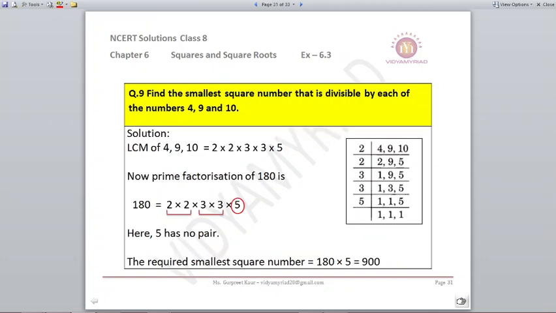Find the smallest square number which is divisible by each of the numbers 4, 9 and 10. For doing this question, we need to find out the LCM of 4, 9 and 10. Now here if you see the factors, 2 into 2 is in a pair, 3 into 3 is in a pair and 5 is alone. When 5 has no pair, that means the number has to be multiplied by 5 to make it a perfect square. What is my LCM? 180. So 180 multiplied by 5 is equal to 900.